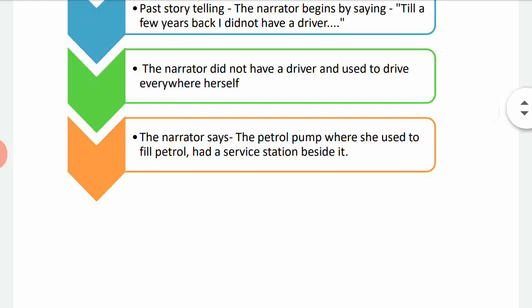The narrator says the petrol pump where she used to fill petrol had a service station beside it. So the narrator did not have a driver. That means the narrator has a car. And for the car, what are the things necessary? Going to a petrol pump to fill the petrol and also a service station. Both the petrol pump and service station were beside each other. So the narrator used to go to fill petrol herself, and the service station was there beside the petrol pump.